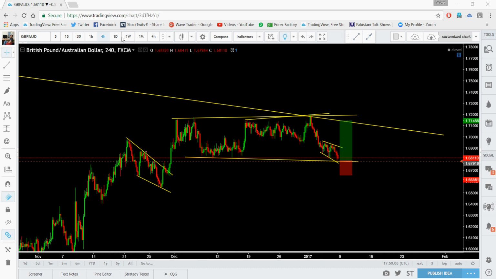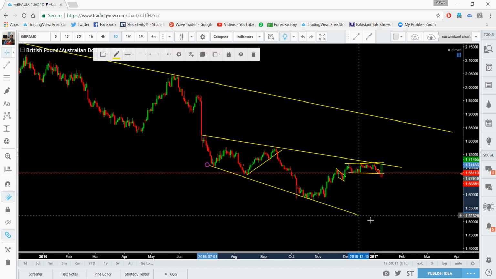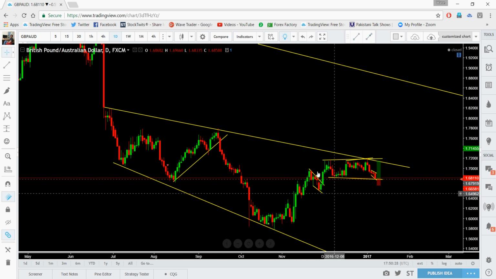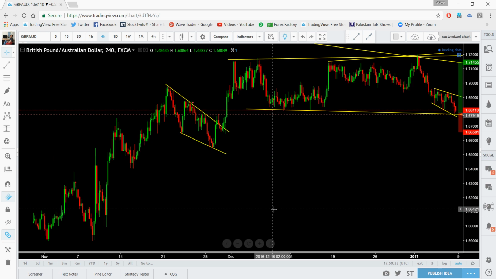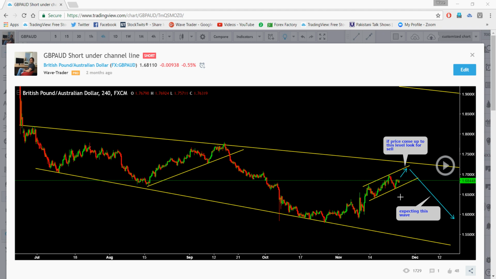to the downside, because we can see price is not violating the trend line, forming a descending channel. So we may see this move. We are looking for a small move to the upside, and the last idea which we updated on this pair was this. We are still looking for this move.